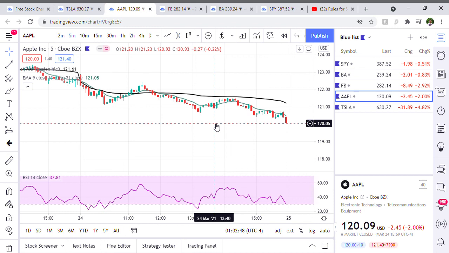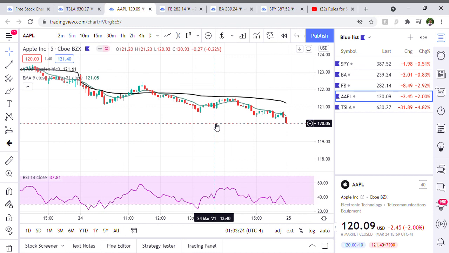The three important things we want to put are VWAP, 9 EMA, and RSI. For VWAP, the complete 15-minute candle should be below VWAP, including the wicks. If the wick is also touching VWAP, don't trade. Look for the next candle which is completely below the VWAP, or completely above the VWAP for a bullish trade.